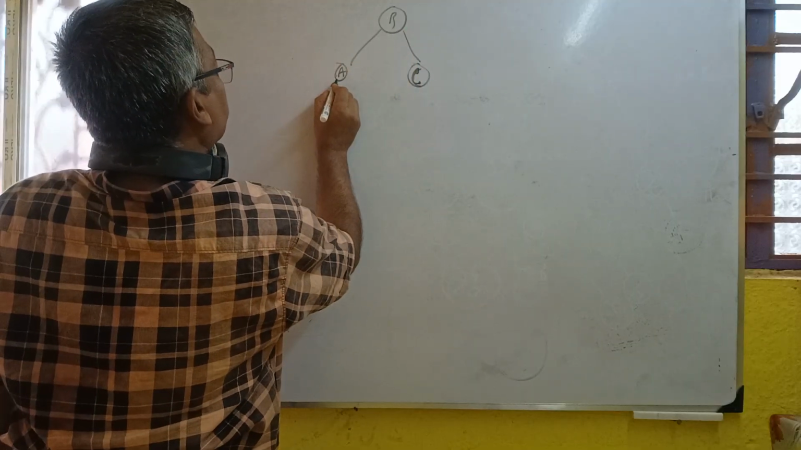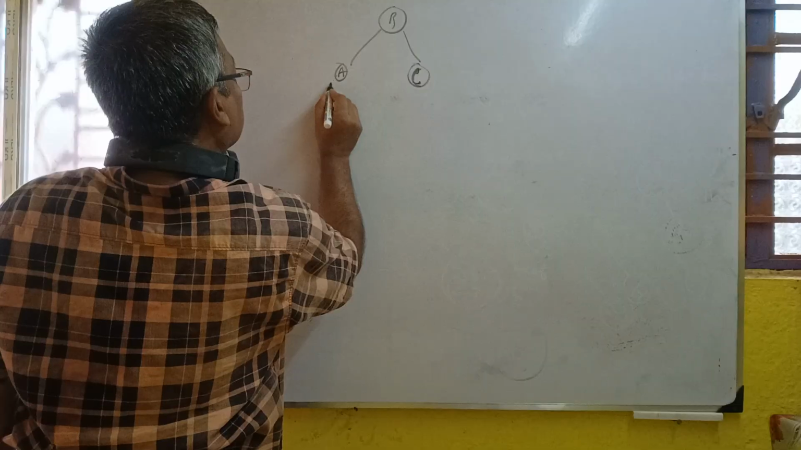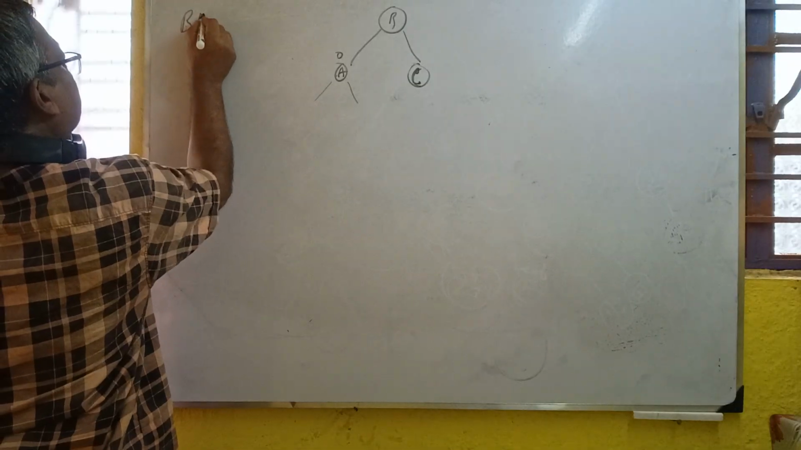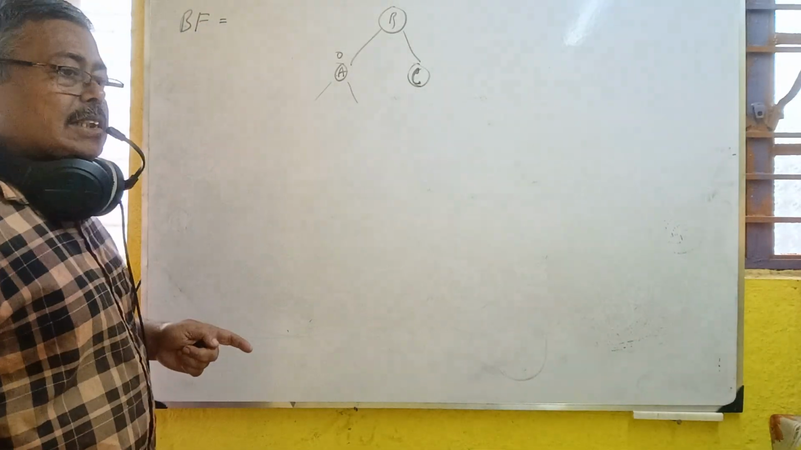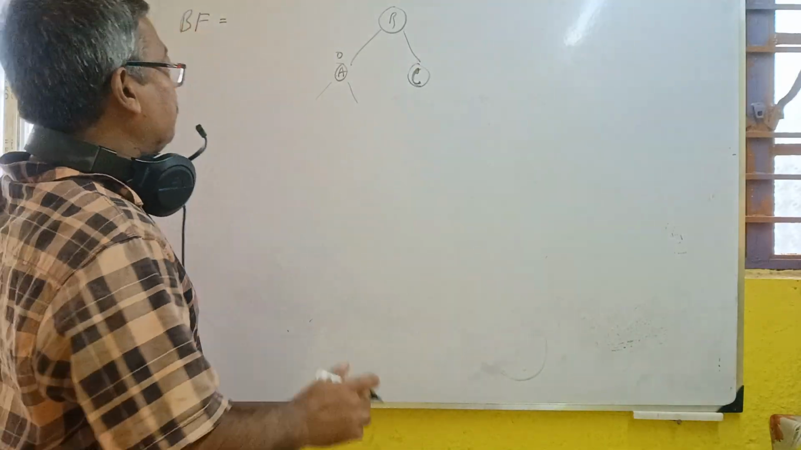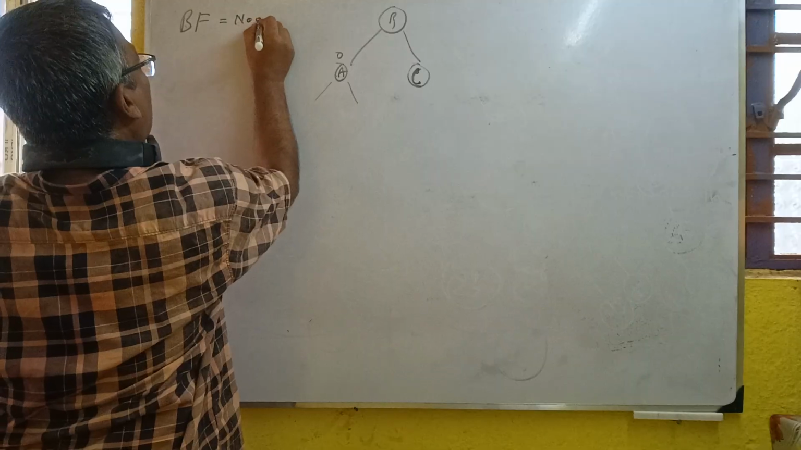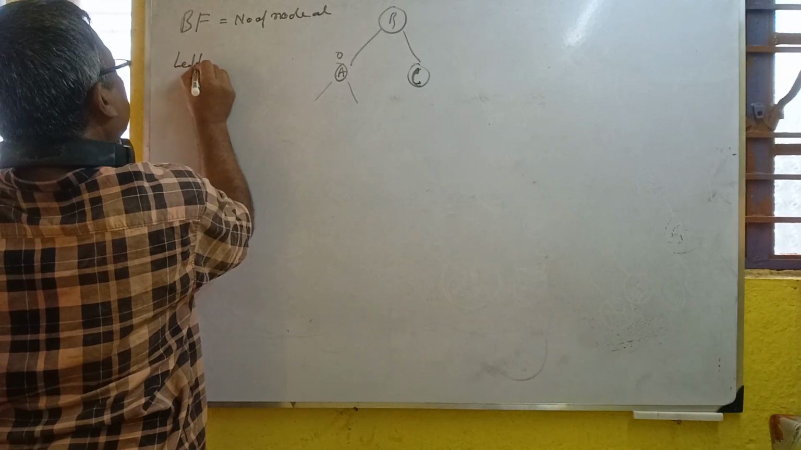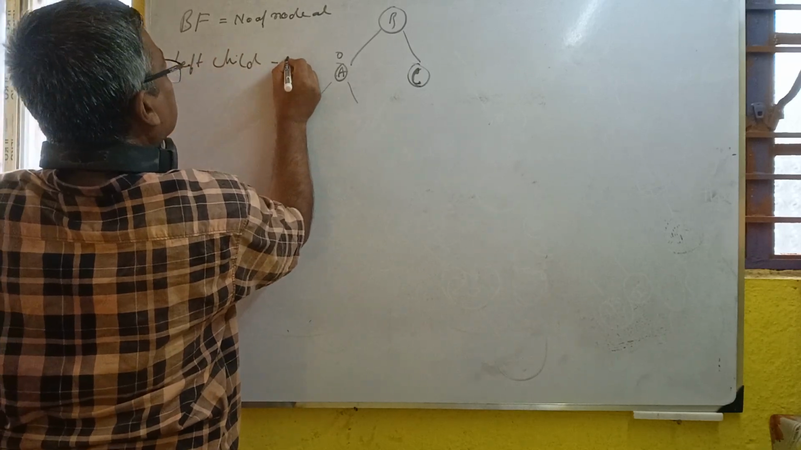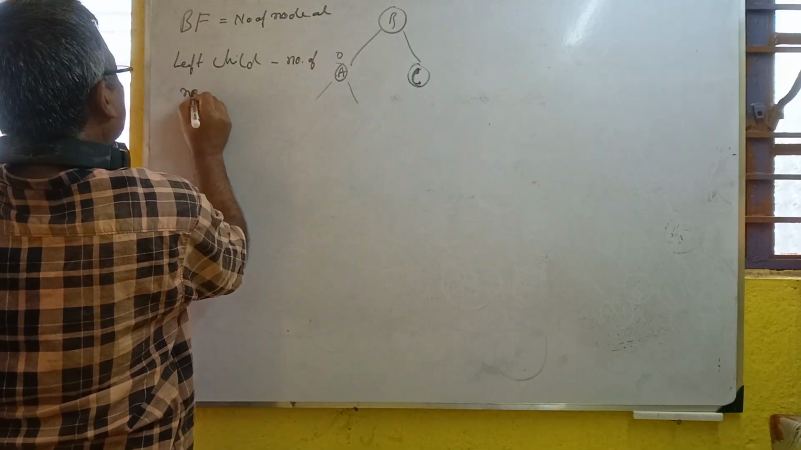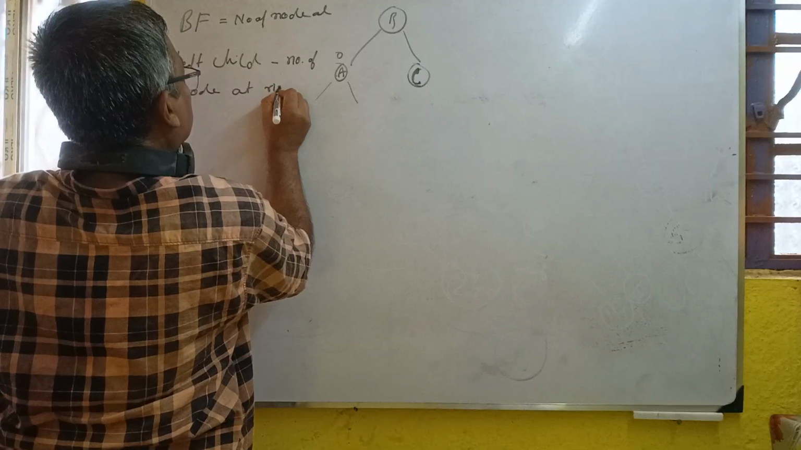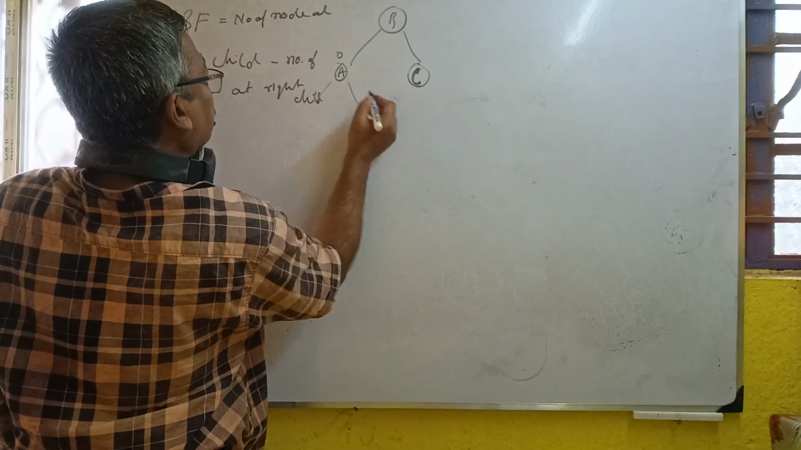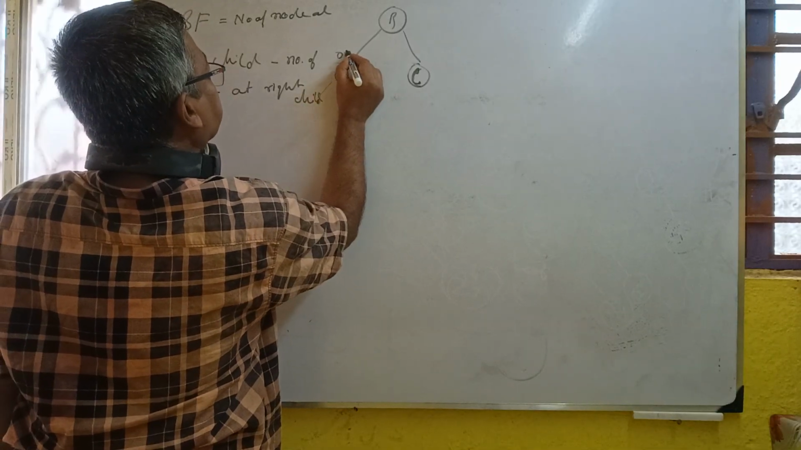So right side, at position A, you have no child. What is the balance factor? Balance factor BF is equal to the difference between the number of nodes at the left child minus the number of nodes at the right child. So the number of nodes at left child is 0, number of nodes at right child is 0. So that's 0 minus 0, that is 0.